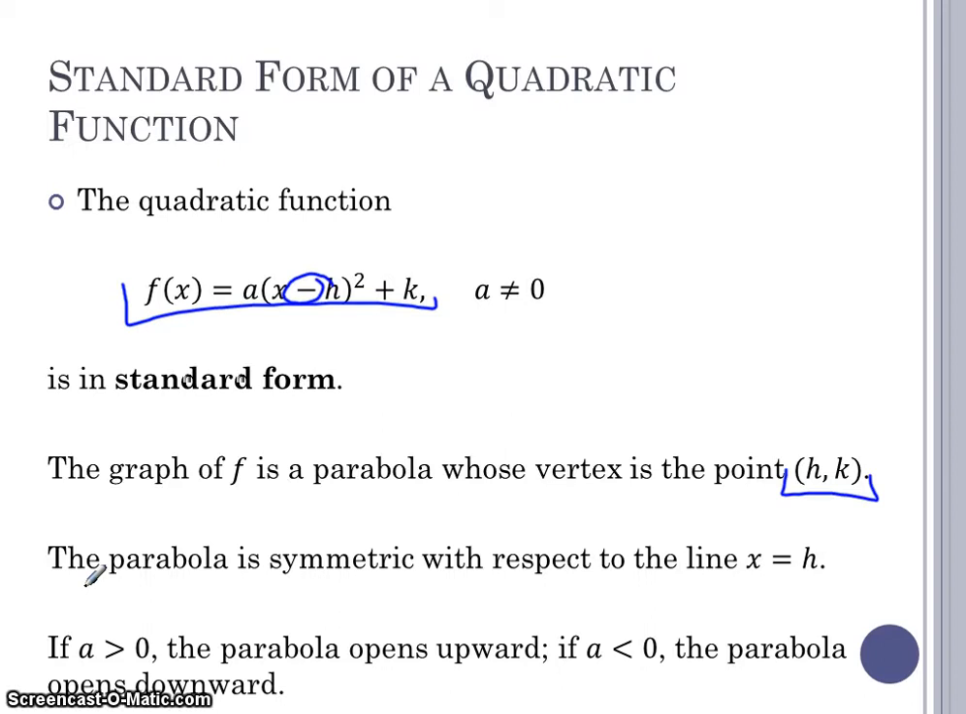So now, here's the annoying part with this. We don't switch both of the signs because look at what's in front of the k. It's got a plus. So we're going to have to remember to switch the sign on the x, but leave the sign on the y alone.